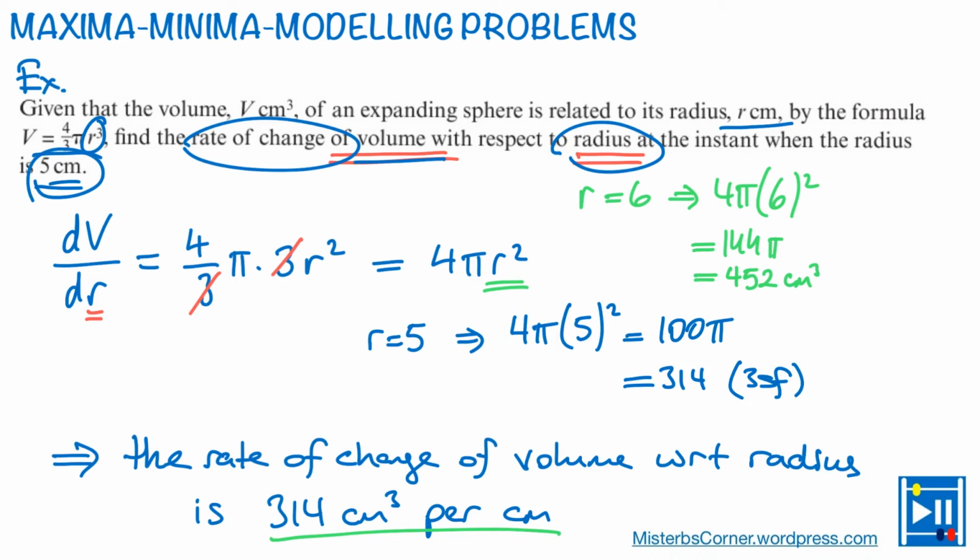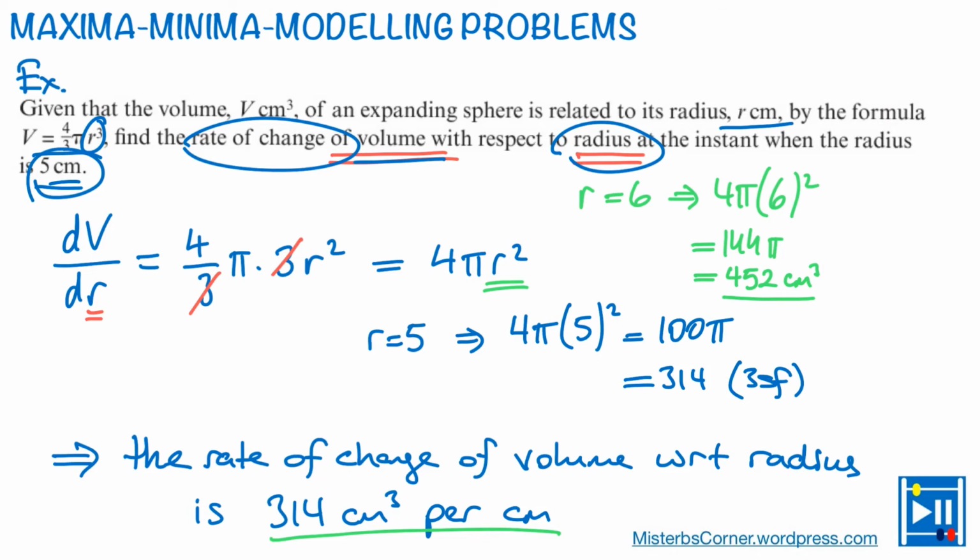But the rate of change itself is a function too. So it is changing as well. As you can see, the radius is 6. The rate of change is 452. So for any given radius, we are going to find a different rate of change, because rate of change itself is a function too. So we just calculated the rate of change of volume when the radius is 5. That's it. So within the scope of pure maths 2, we only need to know this much.